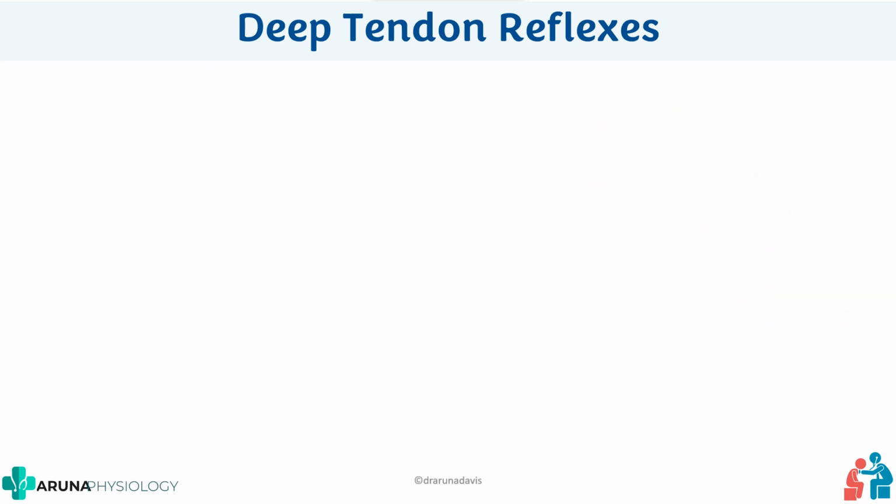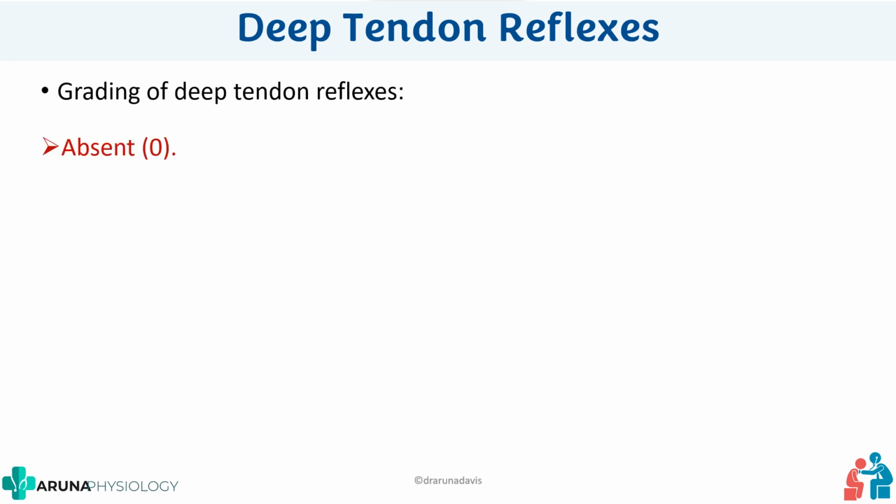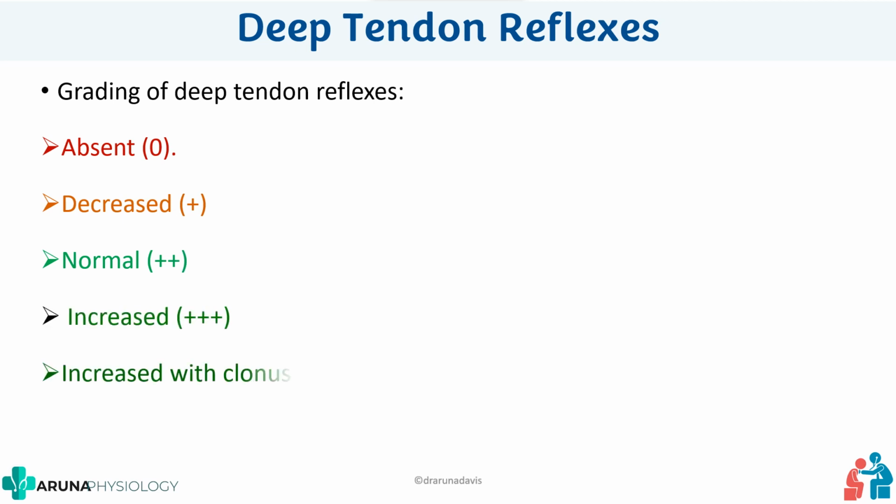Just like grading of muscle power, the deep tendon reflexes also have a grading. If it is absent, as in case of a lower motor neuron lesion, then we say it is grade 0. If it is decreased, we say it is 1 plus. Normal or brisk reflexes is 2 plus. Hyperreflexia is 3 plus. Hyperreflexia with clonus is 4 plus. What clonus is, we'll see as we move on.